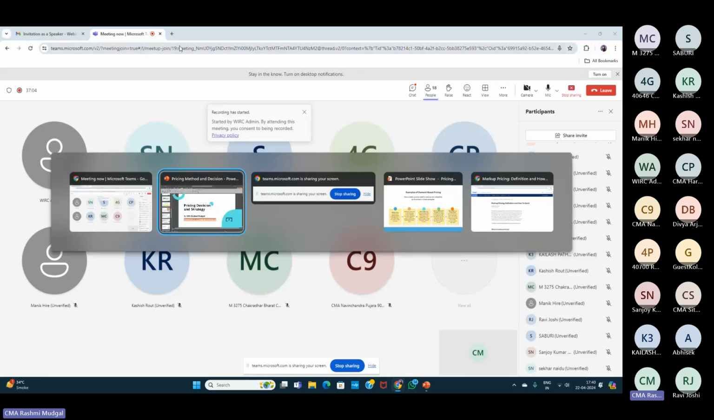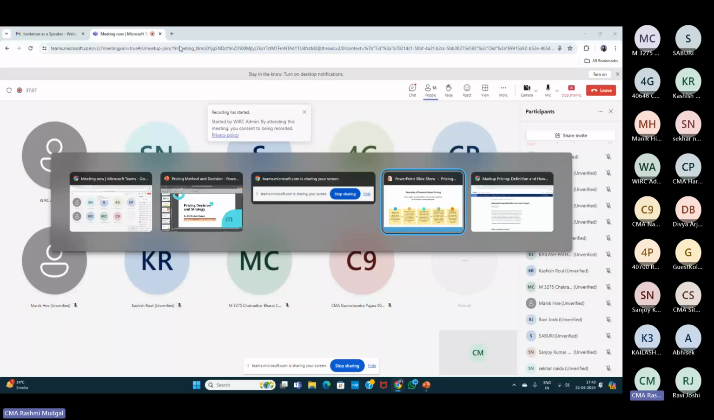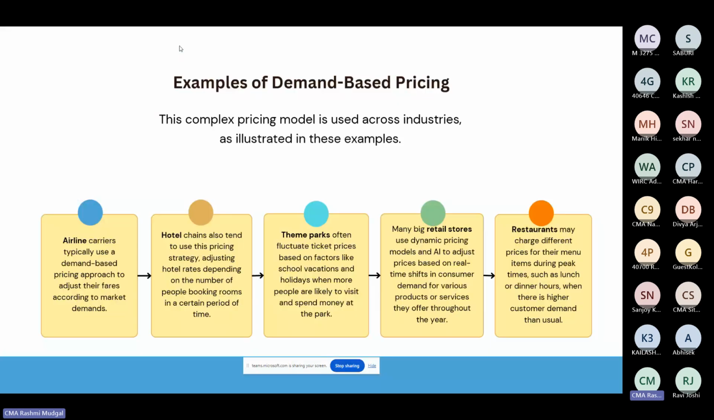Okay, let's go to another slide, where I'm looking at examples of demand-based pricing. We can see a restaurant has different prices on the menu during peak times, such as lunch or dinner, when there is higher customer demand. We have heard of happy hours. There are some days where the food is cheaper at the time before lunch till 12 o'clock, and after 12 o'clock the lunch price is different.